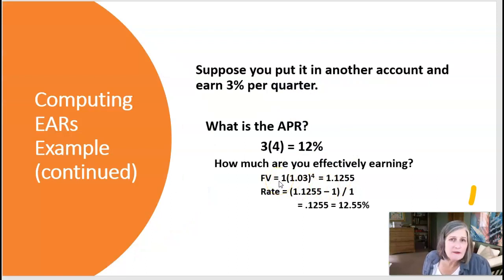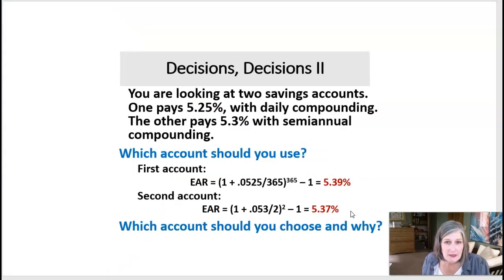If we put it in a different account and we earned 3% per quarter, our APR is still going to be 12%. But the effective earnings of compounding quarterly will be a total of 12.55%. The effective annual rate is different depending on what the compounding is, even though the annual percentage rate in both of these cases is the same. It's quoted the same at 12%.